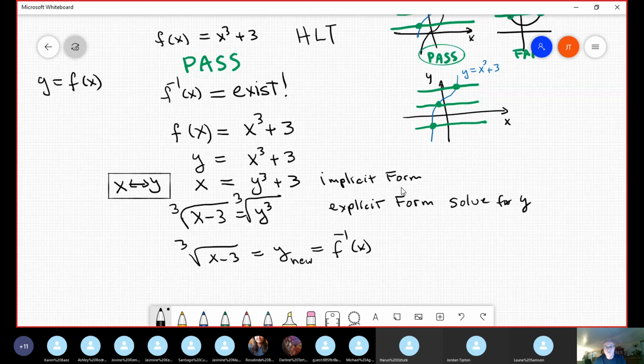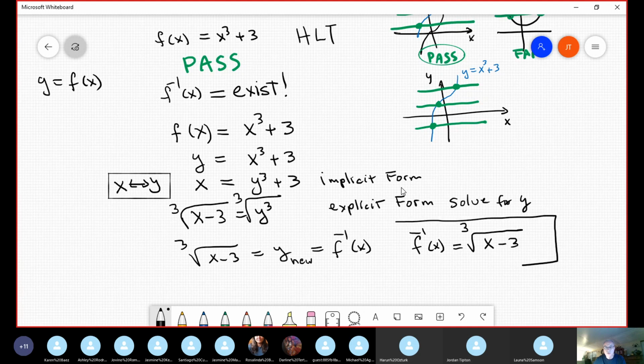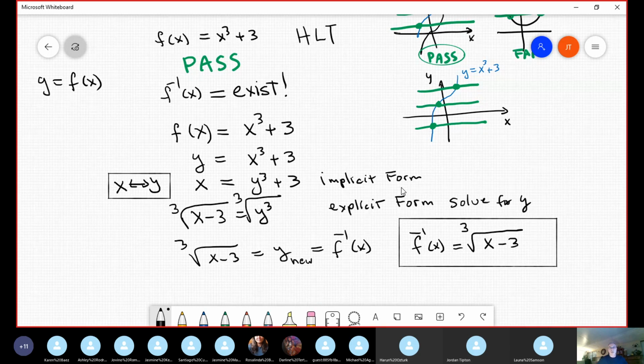Conclusion. The inverse function expression is the cubic root of x minus 3. End of the story. I leave that part. Finito. This is the cubic root. Am I making sense or no?